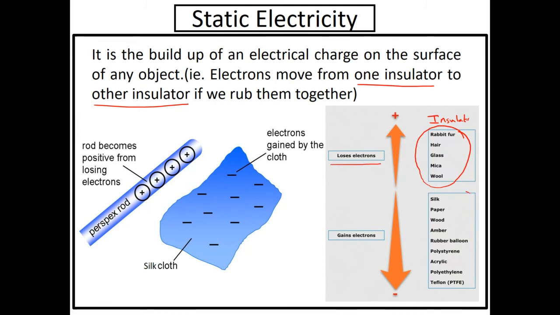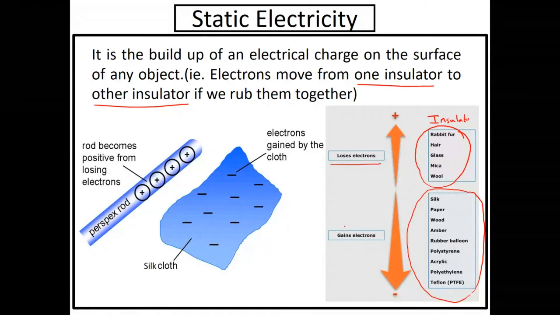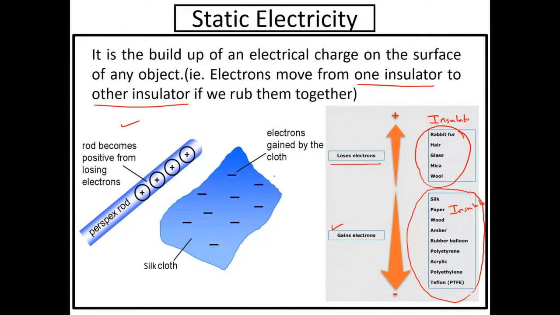Below this table I put another table, and here also I mentioned some materials. What are they? Silk, paper, wood, amber crystal, rubber, balloon, many things I mentioned here. What is the nature of these? They can gain electrons easily, and these are also insulators. Am I right? Okay, my dear, you can see the picture here.